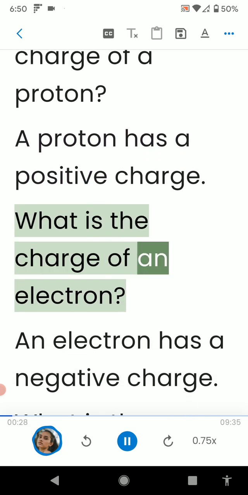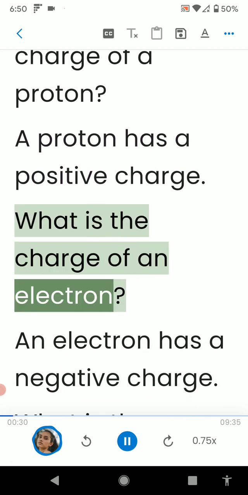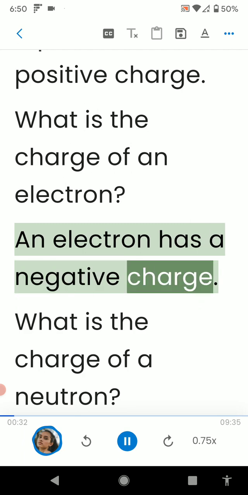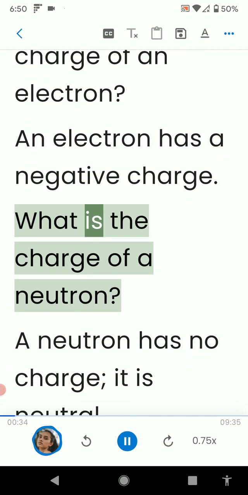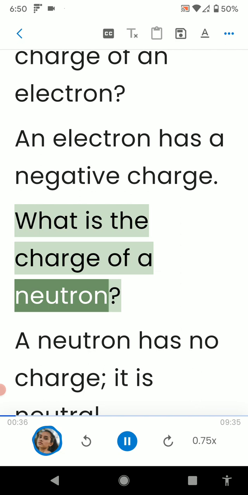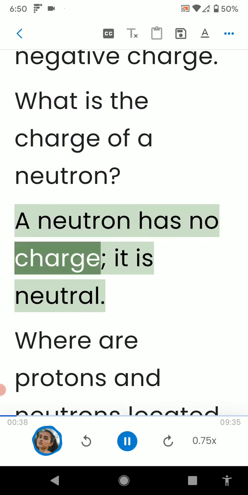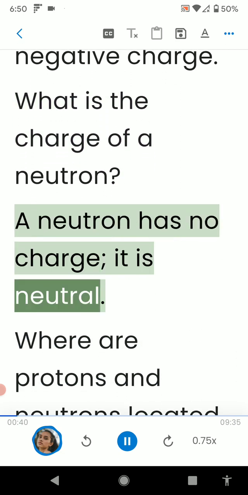What is the charge of an electron? An electron has a negative charge. What is the charge of a neutron? A neutron has no charge, it is neutral.